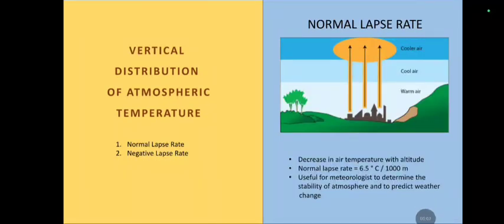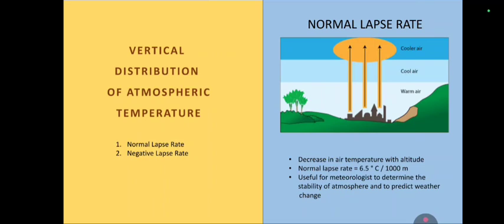After horizontal distribution, let's move on to the vertical distribution of atmospheric temperature. In the troposphere, the atmospheric temperature gradually decreases with the increase in the altitude. It means the air is warmer near the surface of the Earth than the air above it. This vertical gradient in temperature is standard and hence is called the normal lapse rate. When calculated, it is found to be 6.5 degrees Celsius per 1000 meters.